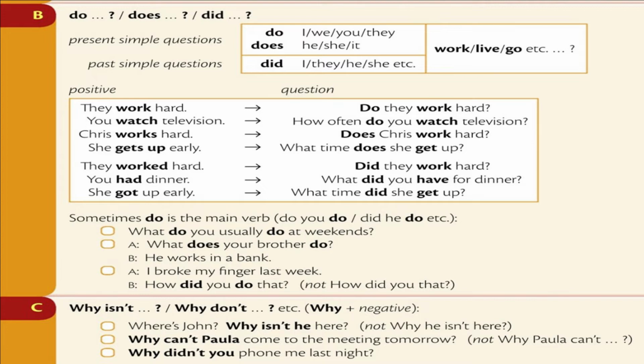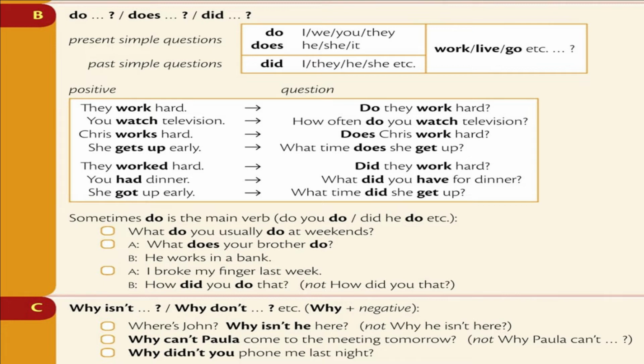Now we are going to convert positive sentences into question sentences. They work hard. Do they work hard? You watch television. How often do you watch television? Chris works hard. Does Chris work hard? She gets up early. What time does she get up? They worked hard. Did they work hard? You had dinner. What did you have for dinner? She got up early. What time did she get up?